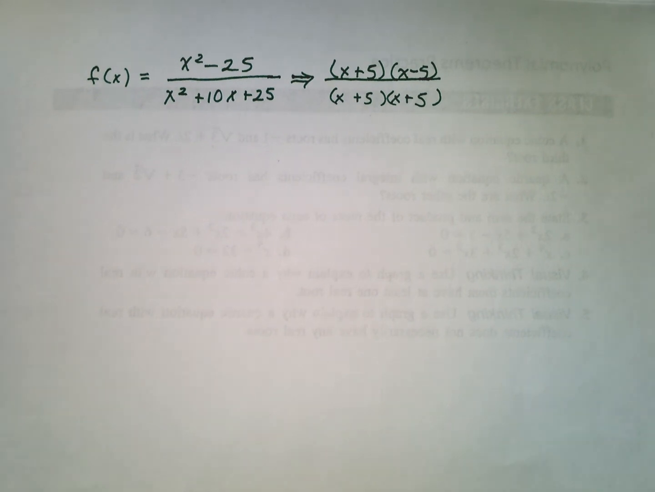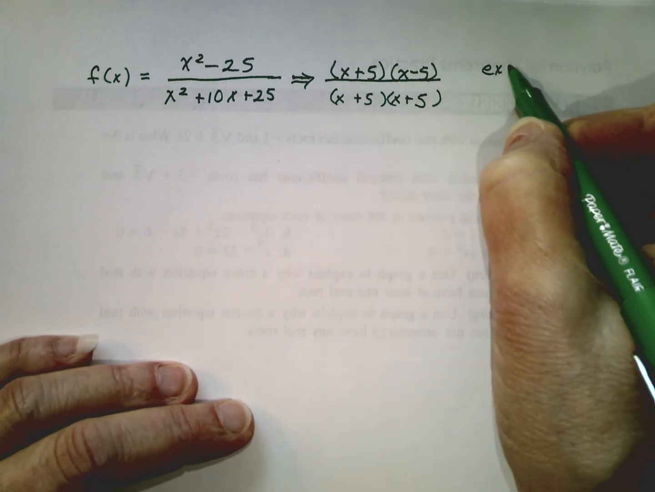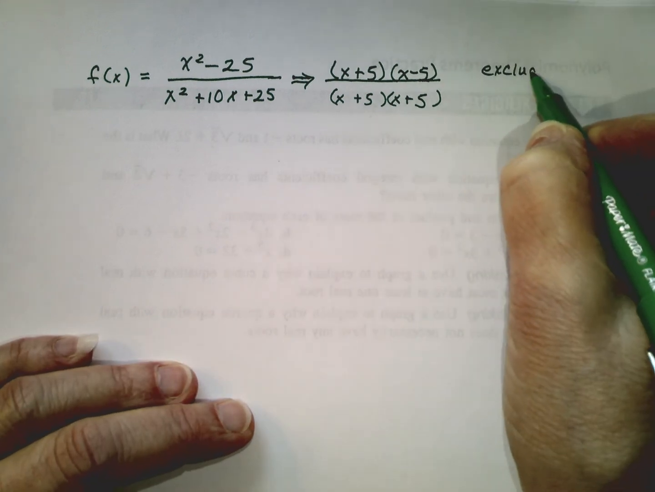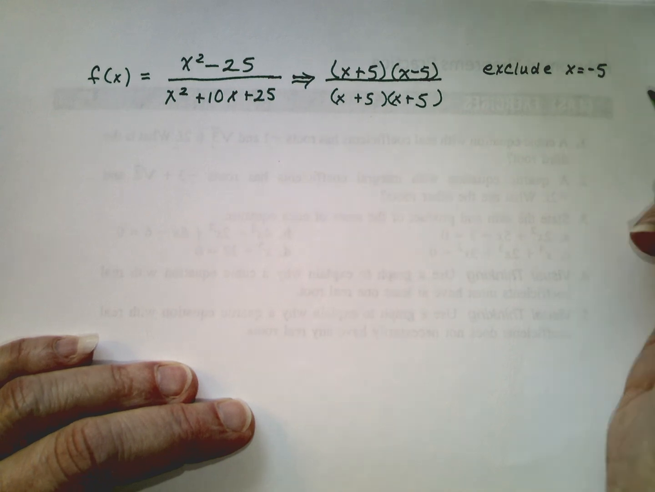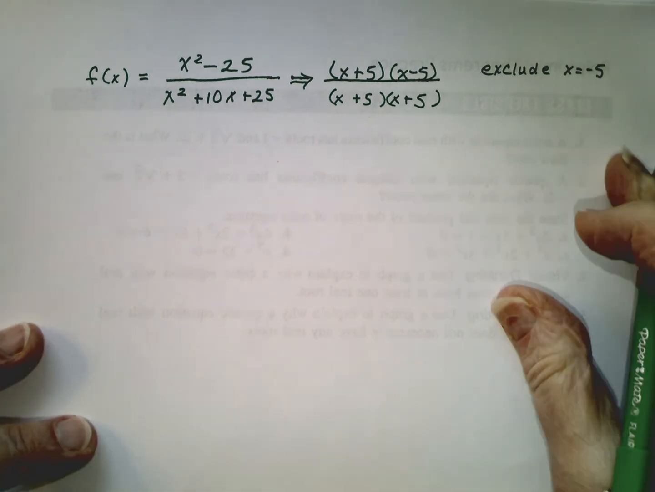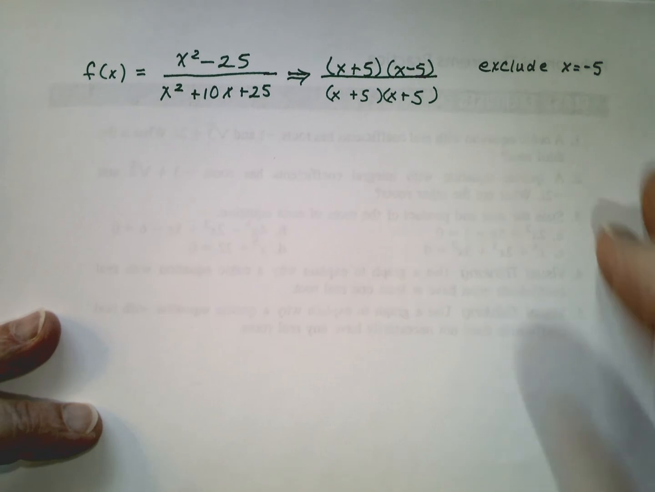And because this is a fraction, we have to worry about any numbers that make the denominator equal 0. So we are going to exclude x equals -5 because the function is going to be undefined at x equals -5.